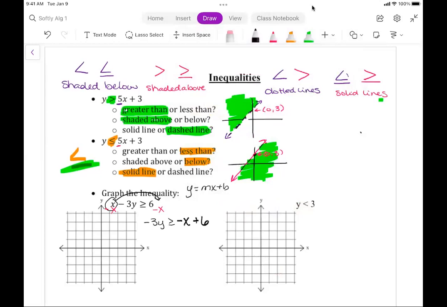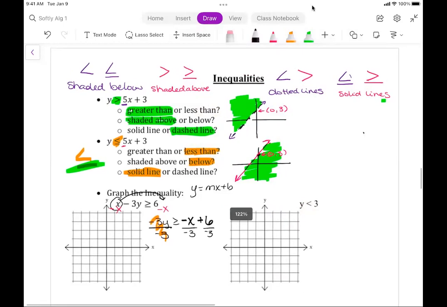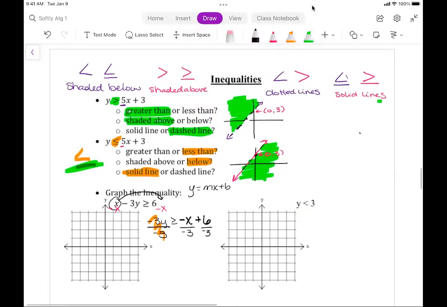My next step is to get y by itself. It's like solving for y. So I need to get rid of this negative 3. I need to divide everything else by the negative 3 as well. All right. These cancel out. And remember, when you divide or multiply by a negative, you've got to flip the sign. So I'm going to put that over here.